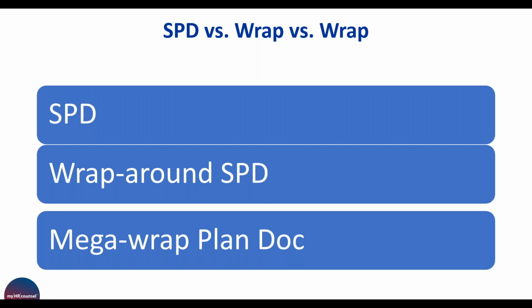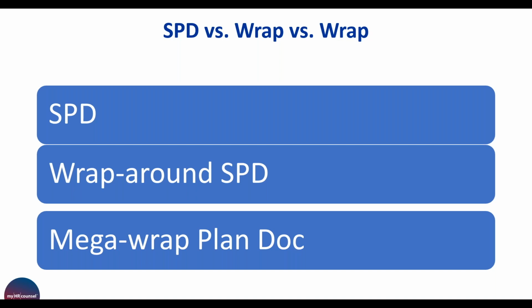And then finally, we have a mega wrap plan. It's a wrap of a wrap, if that makes sense, and I'll explain it a little further. So a mega wrap plan takes all your plans, takes your health, your dental, your short-term disability, your vision, FSAs, HSAs, whatever plans you have included in your health and welfare benefit offerings to your employees and their beneficiaries. And it creates one giant plan.